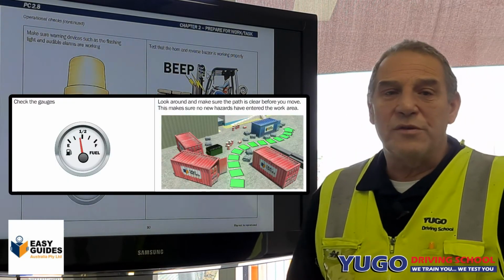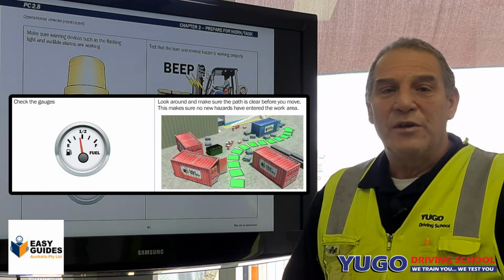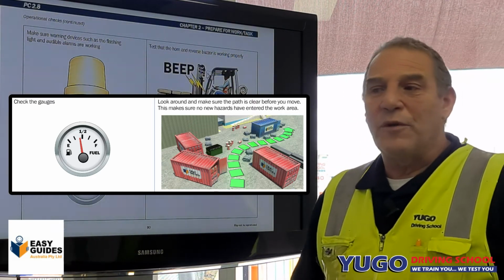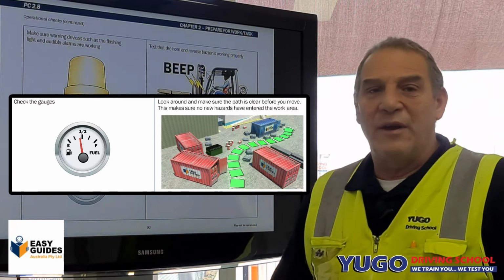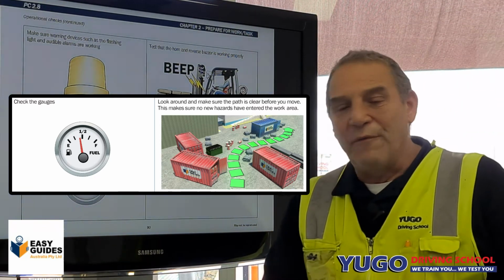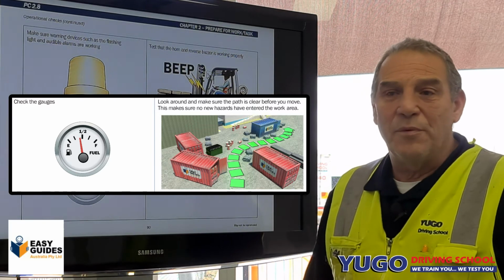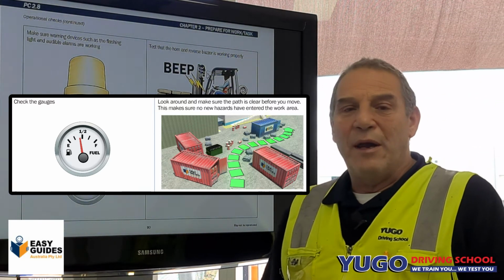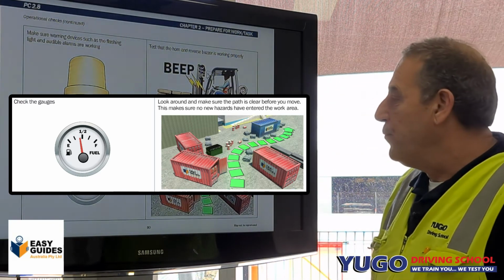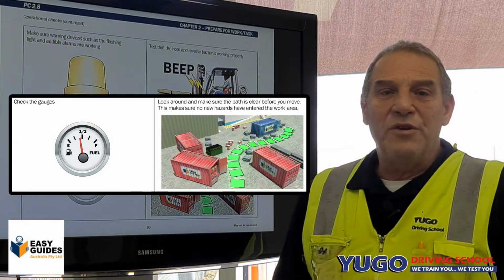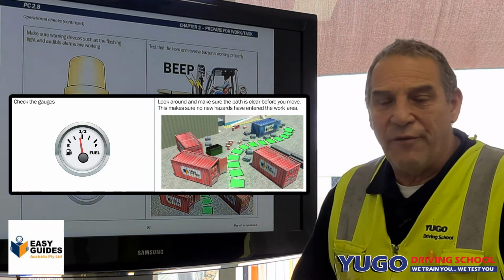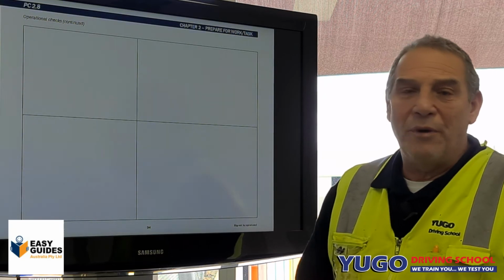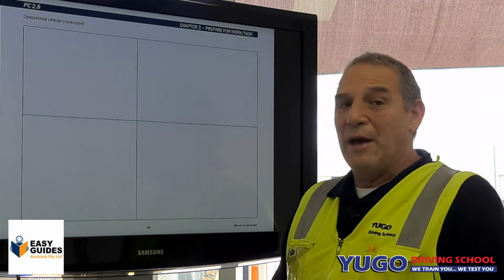You check your gauges: fuel gauge, temperature gauge, oil pressure gauge, depends. Some forklifts have got a ton of gauges. Some forklifts can be very basic and simple. One of the most basic gauges you have is your temperature gauge and your fuel gauge. Check the path around you. Make sure it's clear from hazards. For the next lot of checks you do, you don't want to be running into anything, you want to make sure you've got a clear path of travel.